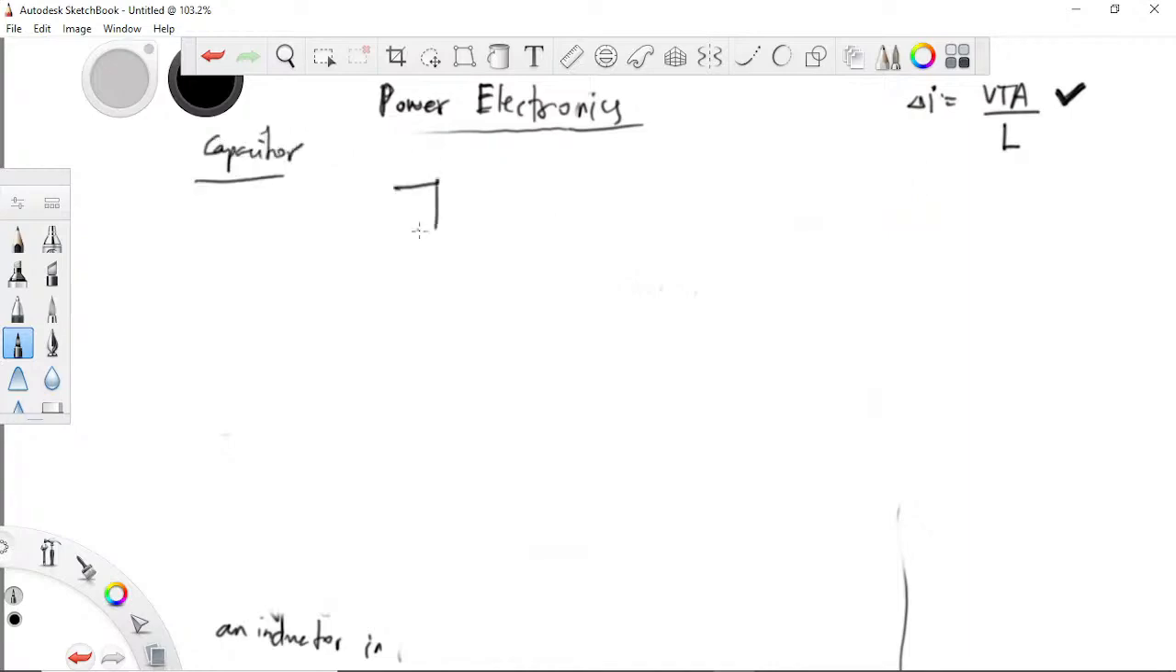So this is how a capacitor looks: a parallel plate capacitor, with current and voltage, with capacitance C.